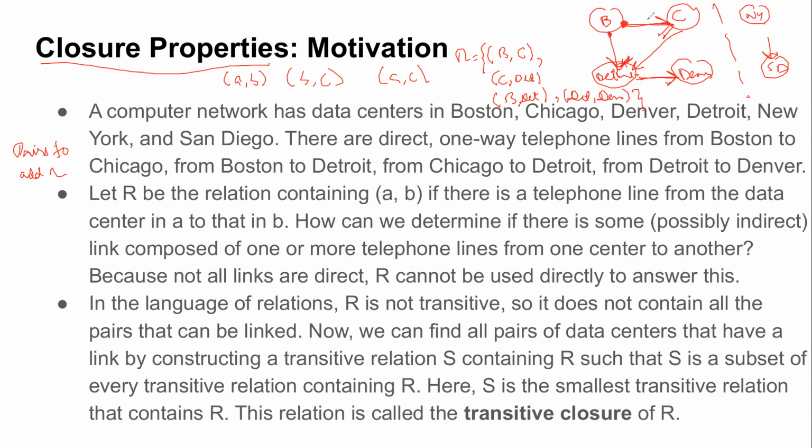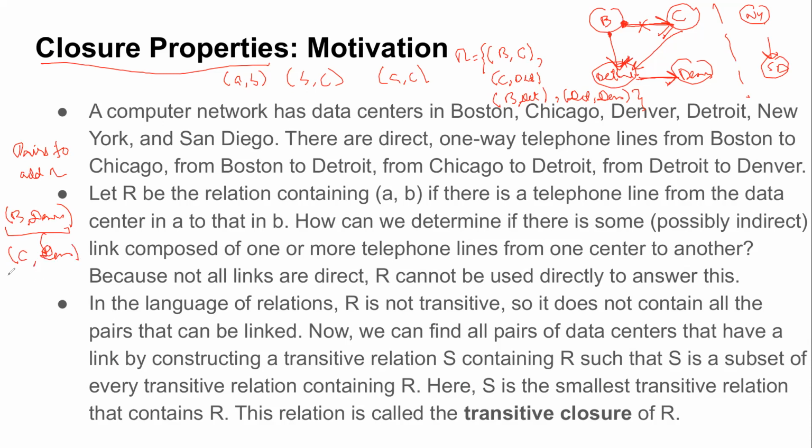So Boston to Chicago is there. All the direct links are there, right? Very good. I have Boston to Denver, right? If I add this link here, then I have stated all possible indirect links. Okay. So adding this ordered pair, yes, Chicago to Denver is again right.